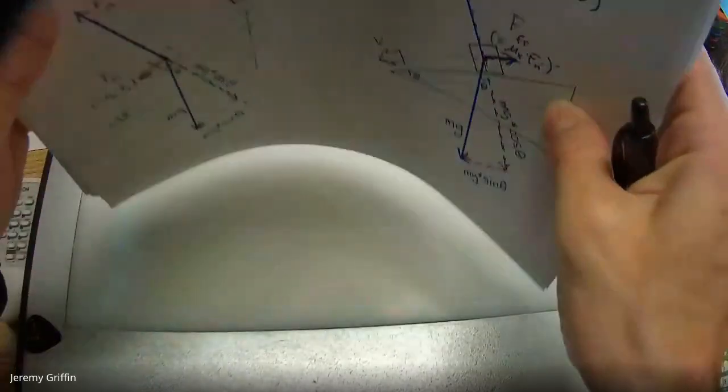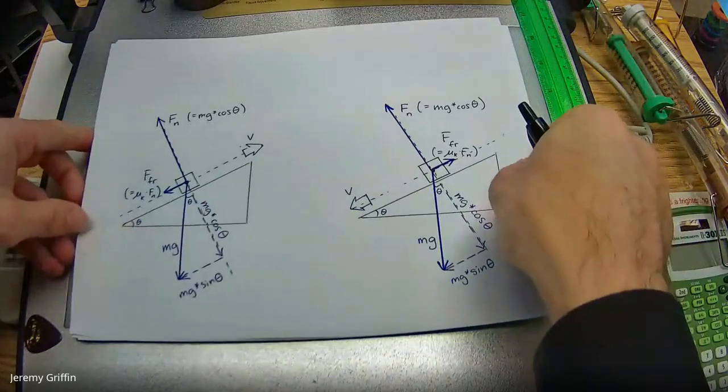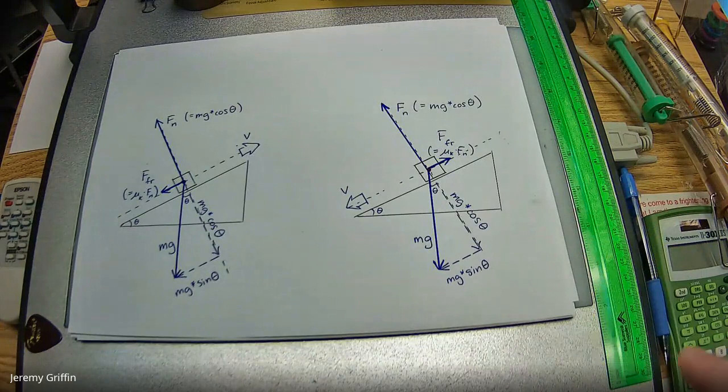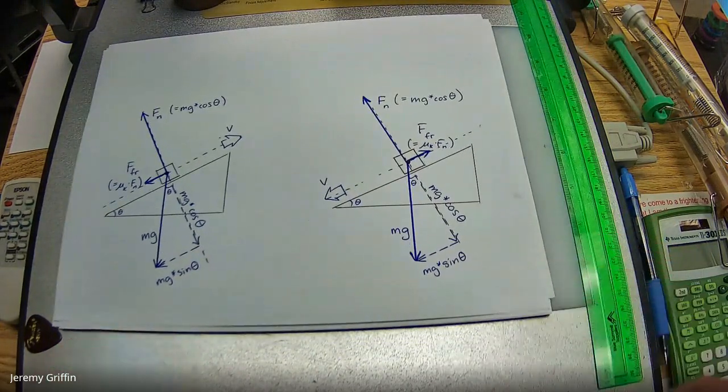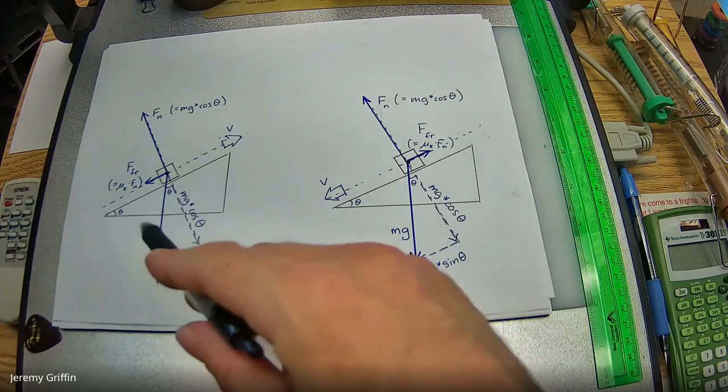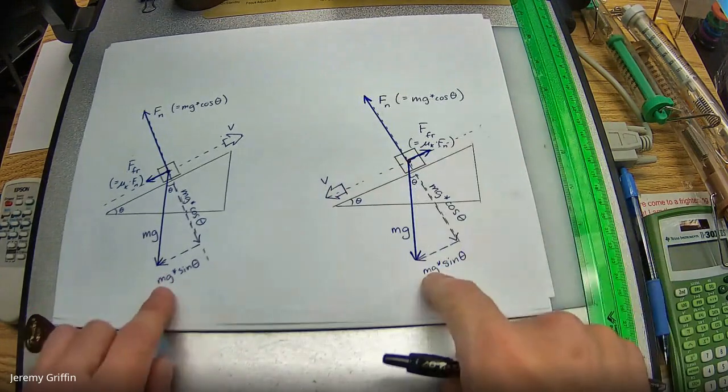All right, so the last thing we did today is look at an AP FRQ 2 that had to do with the block sliding up and then down the ramp. There was friction, and the question was, how is the motion of the block different sliding up versus sliding down? So here's each free body diagram.